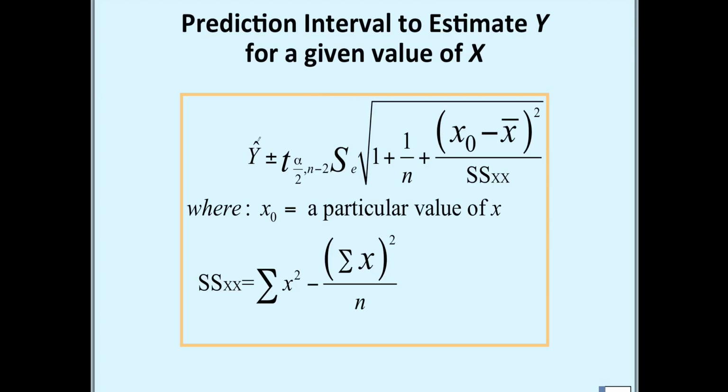The formula for prediction is very close to the previous one. Same y hat, same t, same se, same 1 over n, and same x0 minus x bar squared as xx. The only thing that is different is this term 1. So the only thing that has changed, if you want to have a specific value of x, a specific flight, is that.